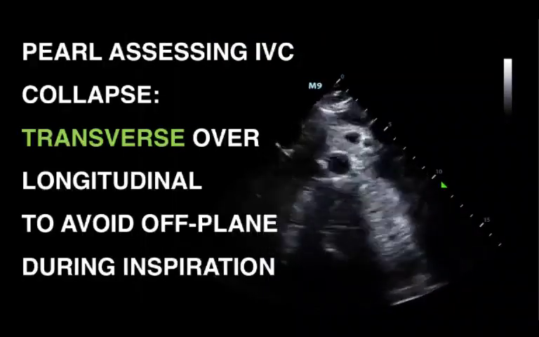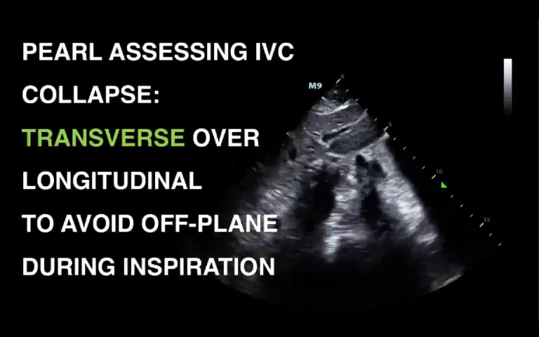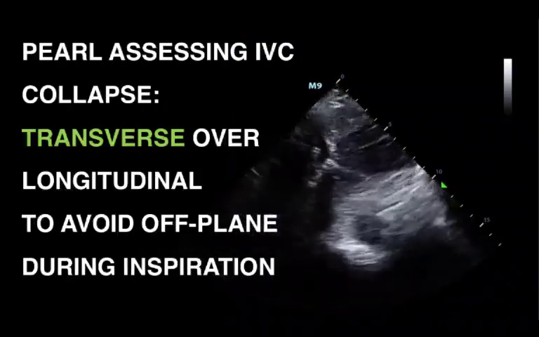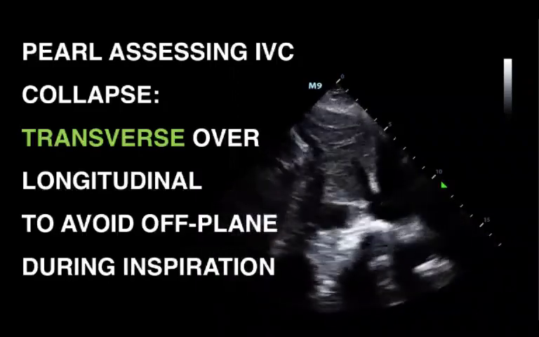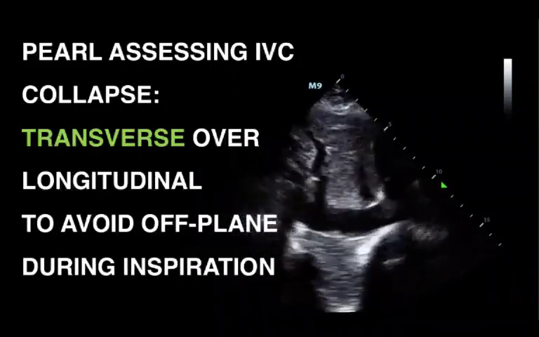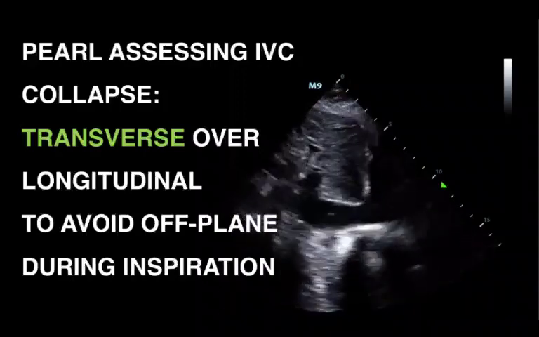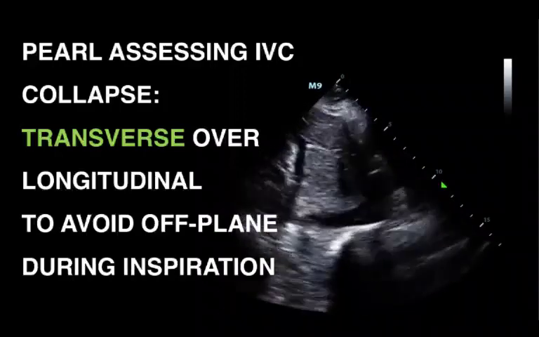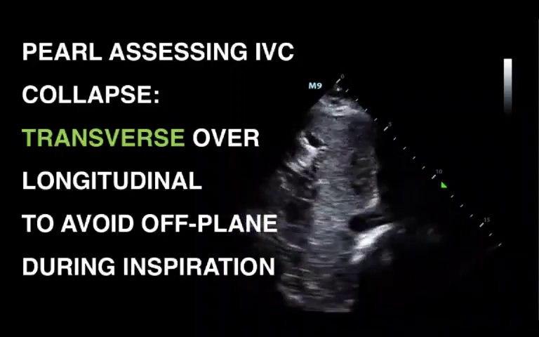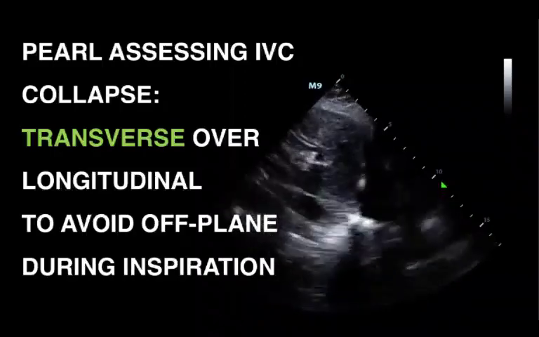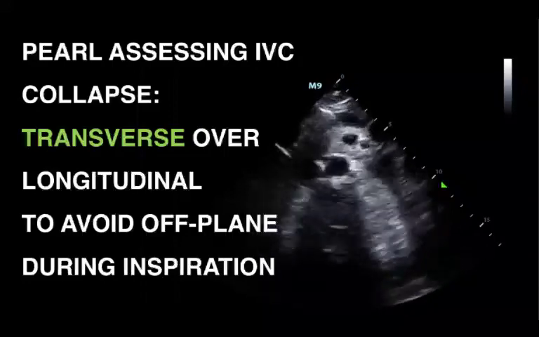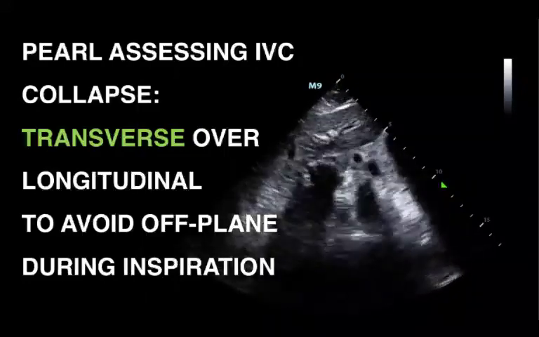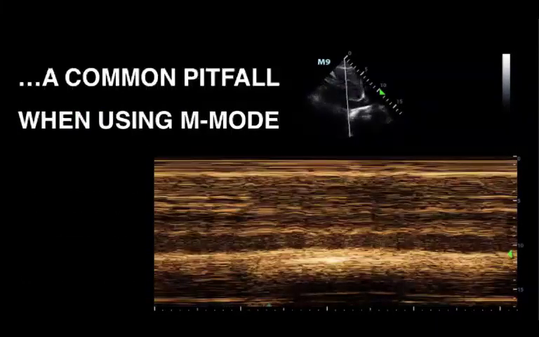When we make a measurement of the IVC, it's important to not make this mistake. I was trained doing this assessment in a longitudinal axis because it looks nice. You can see the change, especially in M mode. But it's very common that you get off plane with the inspiration movement, and that will set you up for failure and give you a false measurement. Therefore, I recommend to stick to 2D and do this in a transverse view.